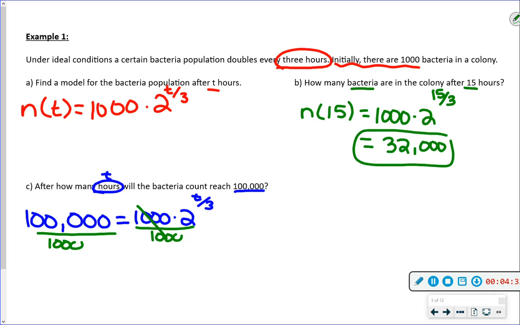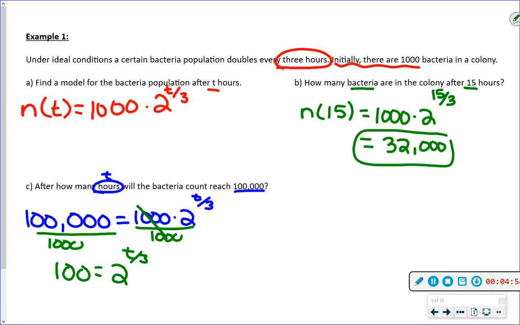Okay, 100,000 divided by 1,000 is 100. Yeah, we need a calculator for that, right? Okay, you have an exponential equation here. You have choices. I could try to figure out is 100 2 to some power and make common bases. I don't know if I really have that in me, plus we can use our calculators.